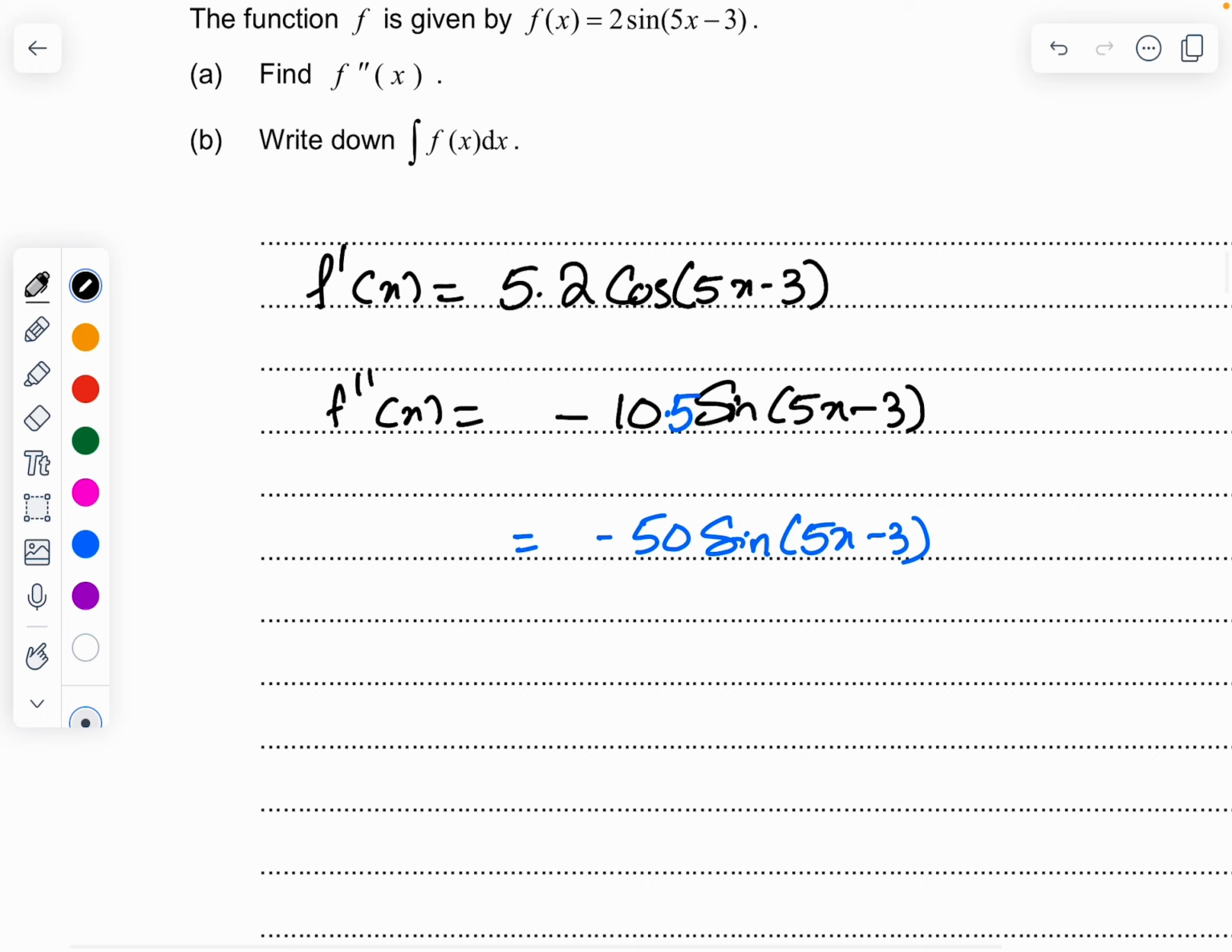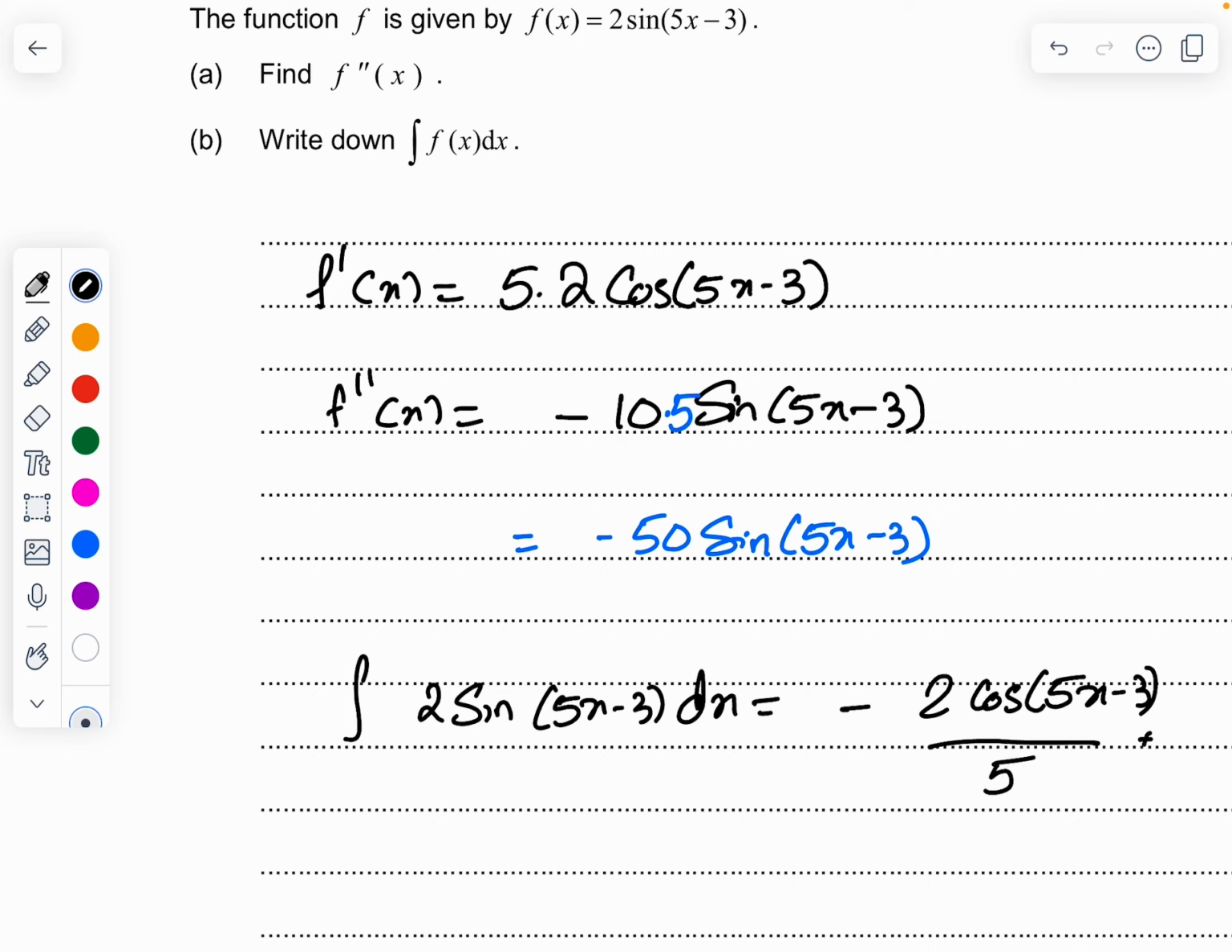Integral of f of x. Integral of 2 sine of 5x minus 3 dx will become minus 2 cos of 5x minus 3 divided by 5 plus c.